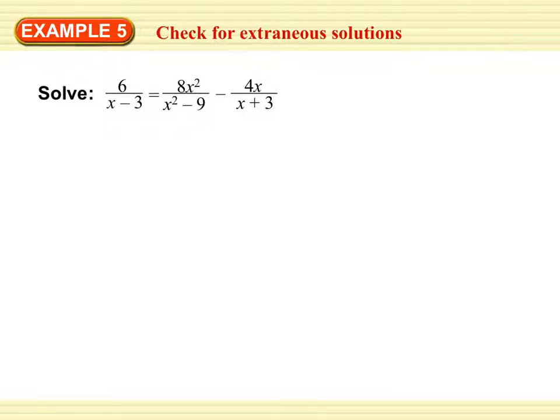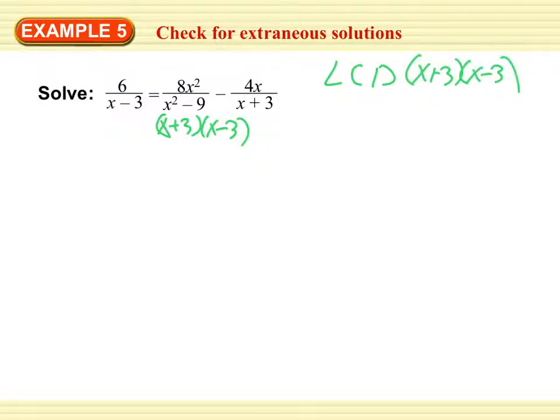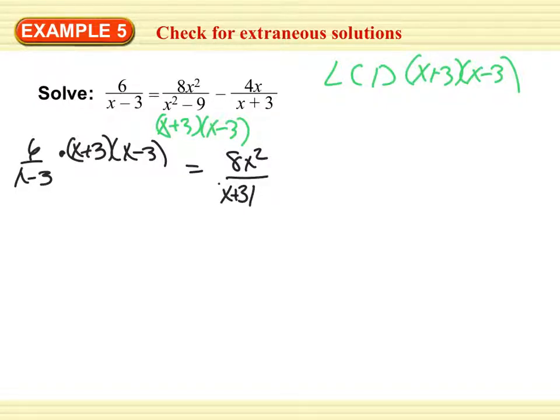Wow, so much stuff. Let's find our least common denominator. X plus 3, x minus 3. So my least common denominator is x plus 3, x minus 3. Rewrite this, 6 over x minus 3. I actually need an x plus 3. I mean, really, I'm multiplying it by this, but one's going to cancel. That equals 8x squared over x plus 3, x minus 3. Good there. So I'm multiplying by the same thing. You'll see why it works.